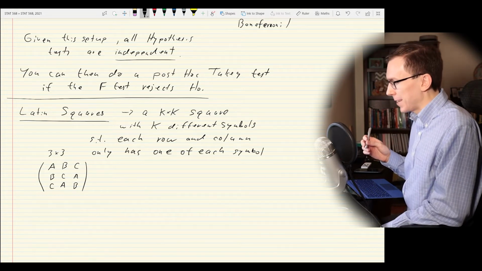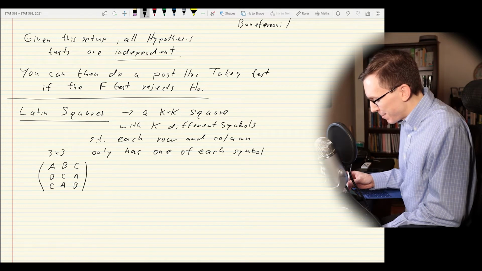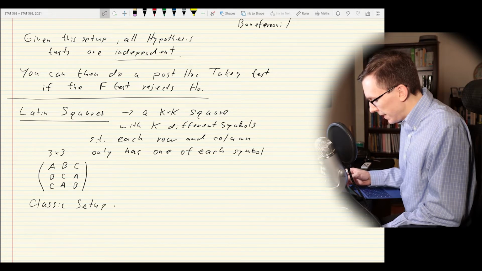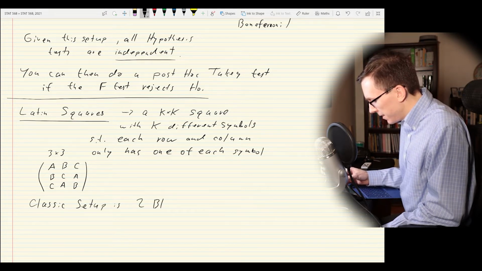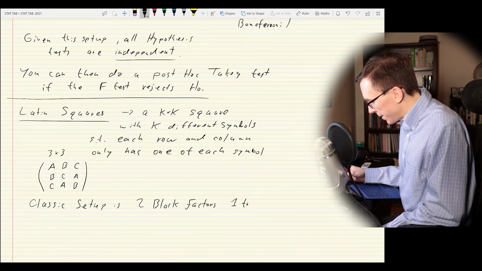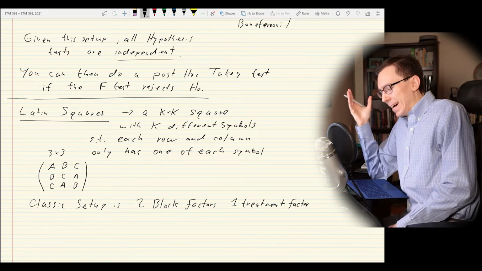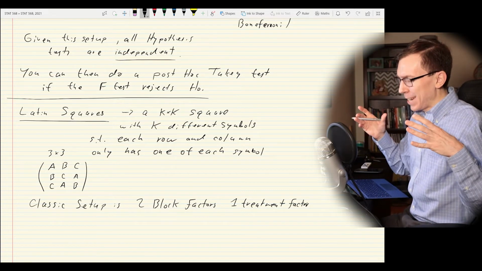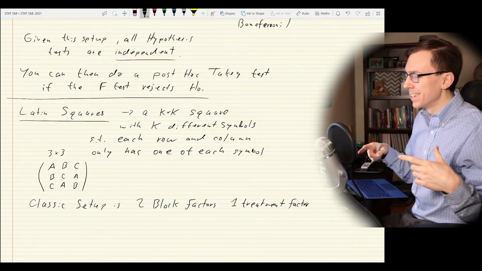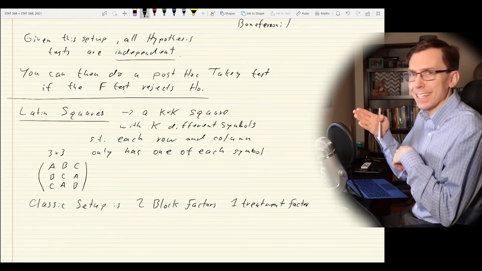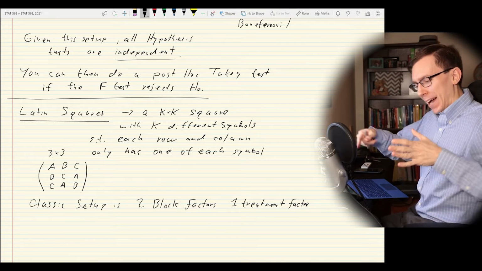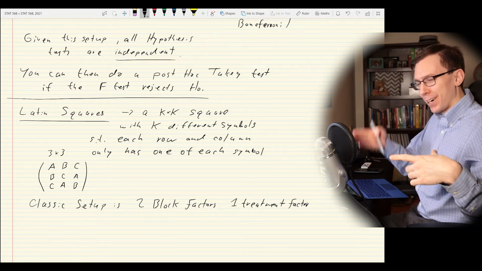So the classic setup for the Latin square, why don't I just write this down rather than rambling out loud about it. The classic setup is sort of two block factors, one treatment factor, or experimental factor, if you want to call it that. And literally this came from the idea of taking a big plot of land in agricultural research and cutting it up into little square plots. So you actually had the physical square sort of cut up on the ground.